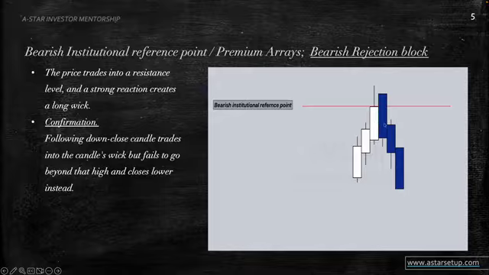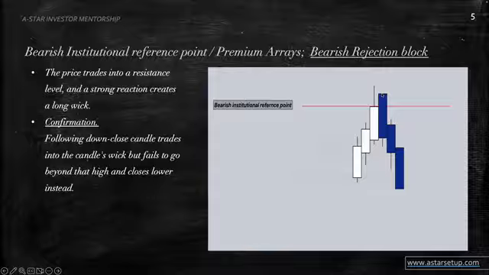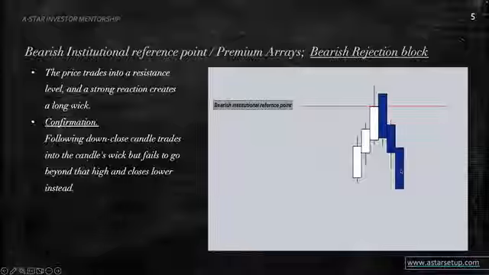It should trade into that long wick and then show strong rejection downwards, as we see in this big down close candle. From that move of trading into this long wick, we see selling pressure so strong that we see a big down close candle, followed by another down close candle, followed by a third down close candle.